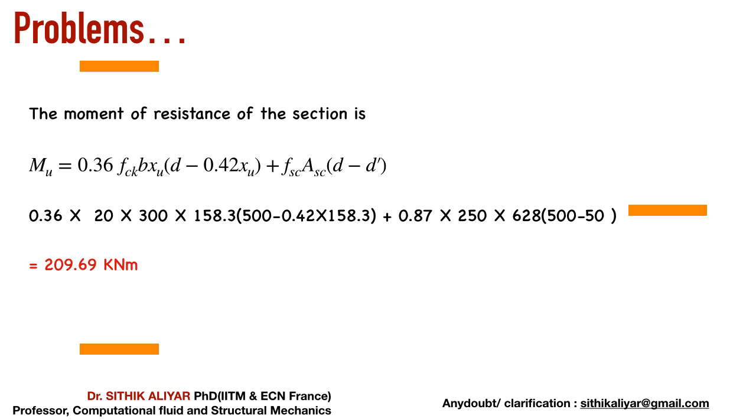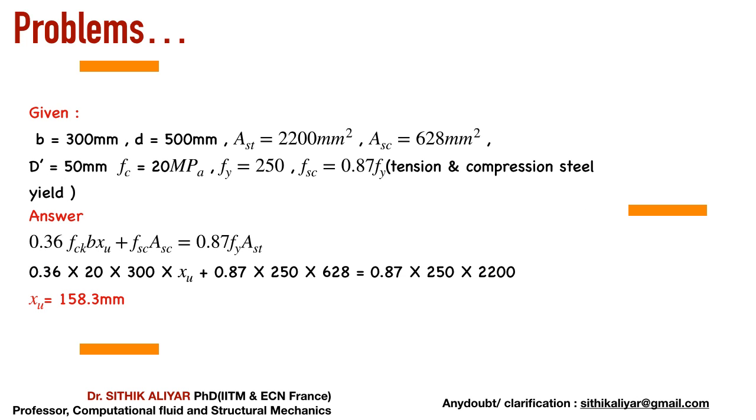You see this problem, what is the beam size? 300 cross 500 beam with 2200 mm square and 628. I told you I will give you two hints. You see the AST value given is 2200, ASC value 628. It is approximately 1 by 4, right? Approximately 1 by 4, correct? So always remember when you are designing or seeing some answer, AST provided at the bottom and ASC, it will always be approximately 1 by 4 of the area.